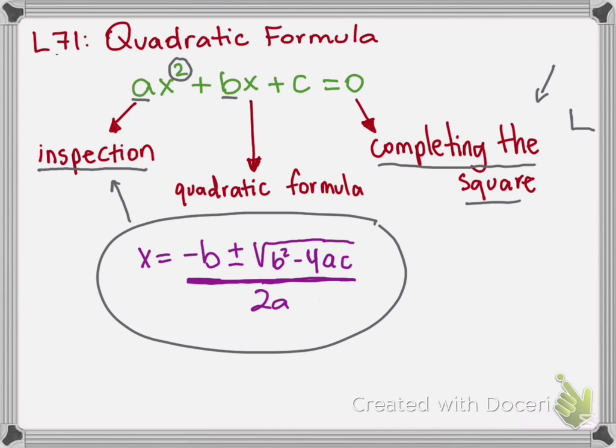Now, as you can see in the formula, what you're going to do is find the value of x by finding the opposite of b. Minus b means the opposite of b. And then you're going to add and subtract. So we're going to find two answers, the adding of the square root and the subtracting of the square root. And then inside of the square root, we have b squared minus 4 times a times c. And all of that over 2a.